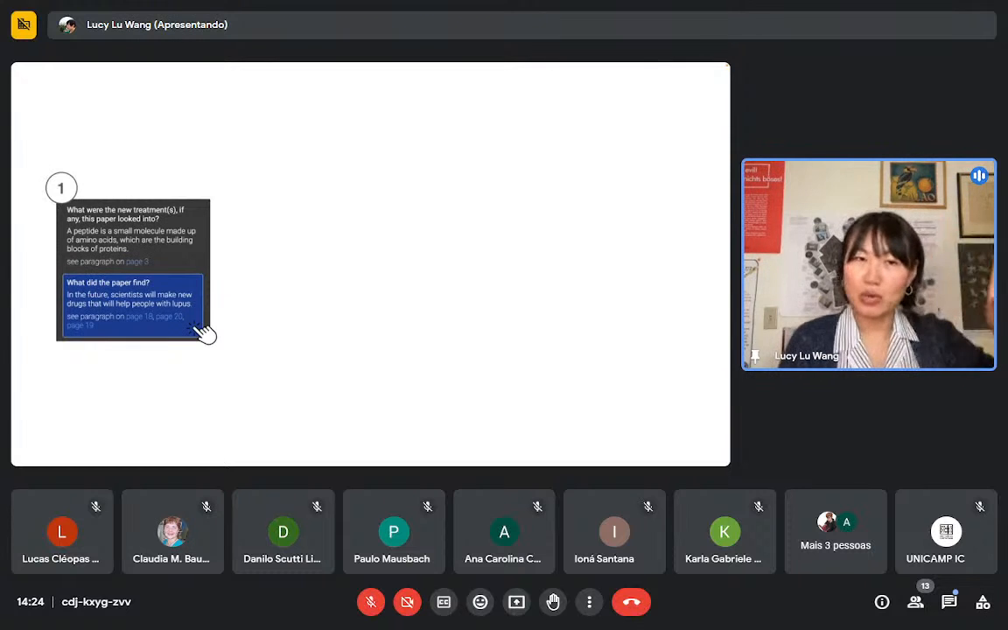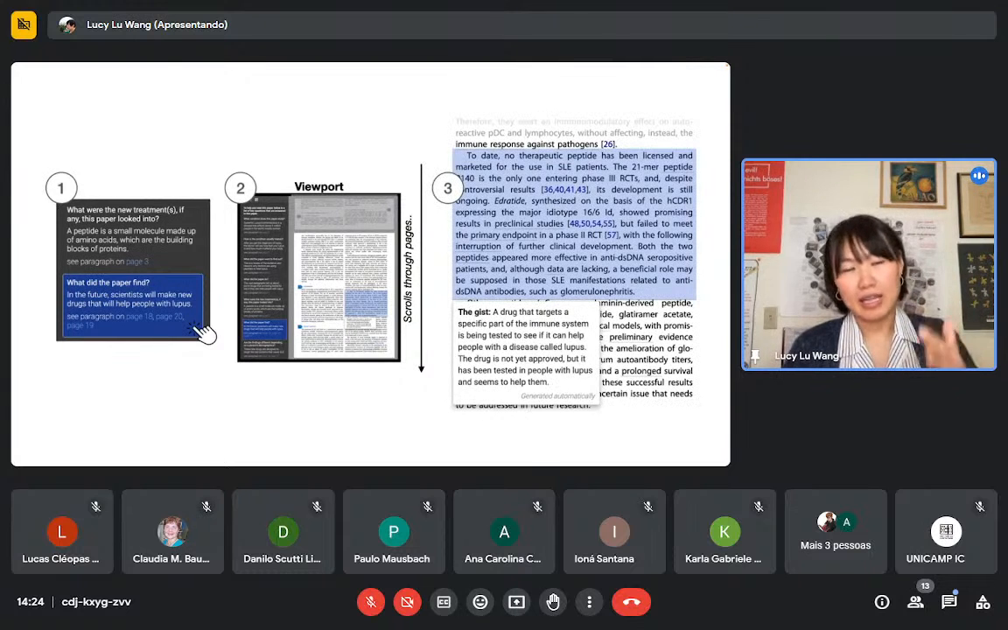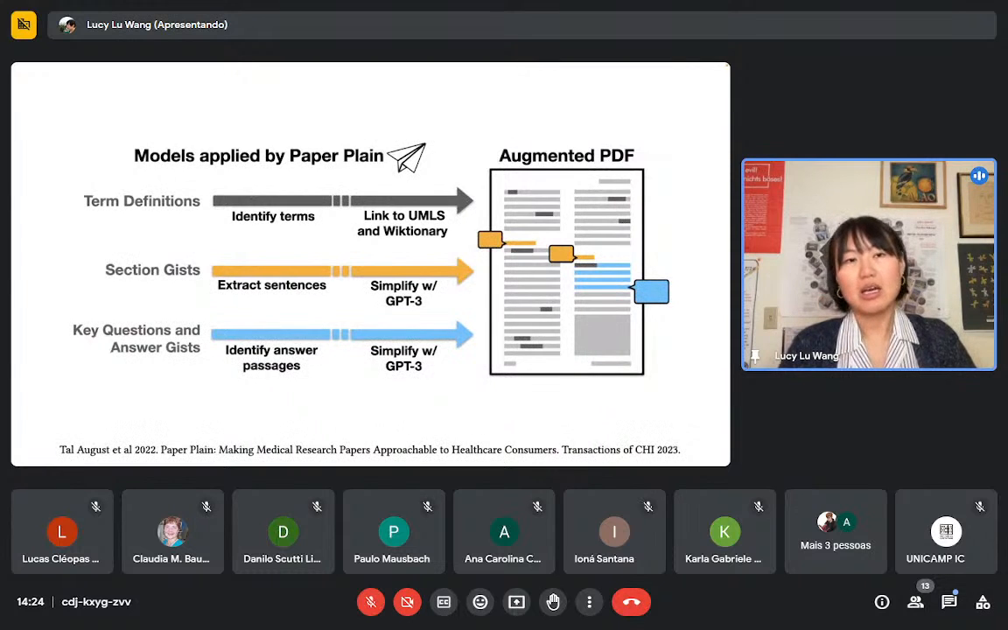We then provide these questions in a sidebar along with the original paper, and users can click on them to be taken to the section of text in the paper that answers that question. And then we also provide a simplified summary version of the answer in order to encourage ease of understanding. The system that we built is called Paper Plane. We applied the 3 interface features I just described and used them to augment the original PDF of the medical paper. Each of these features combines various information extraction models that we trained in-house with prompting large language models or linking to external knowledge bases to derive more information or simplified summaries.